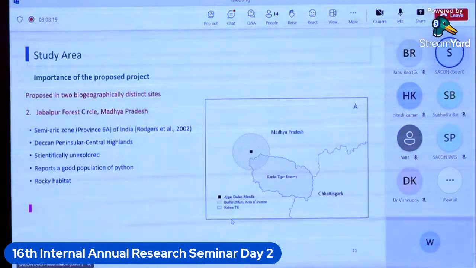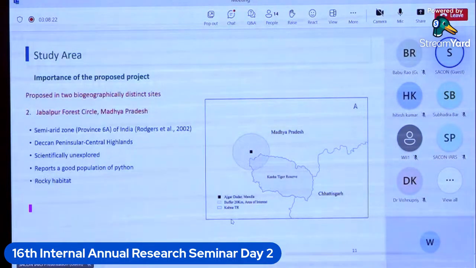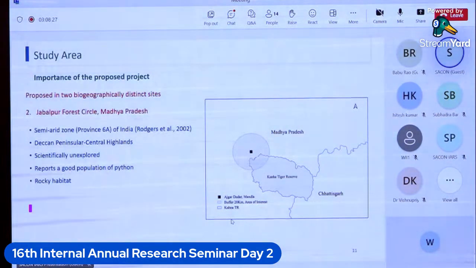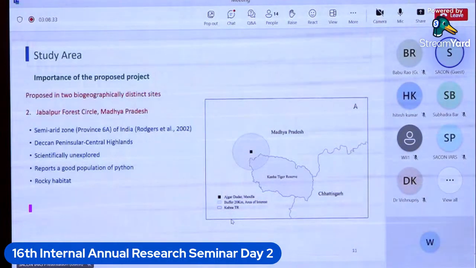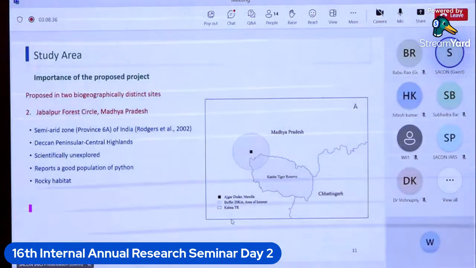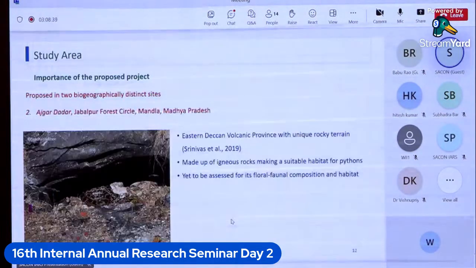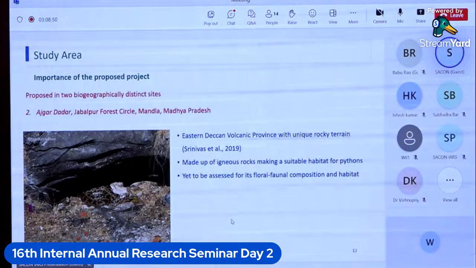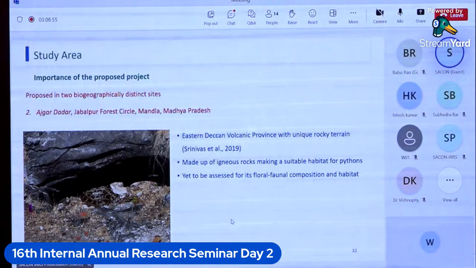The second area is very close to Kanha National Park. It is also called Ajmer Dadar, a known small place, but its entire work will be carried out with the Jabalpur Forest Circle. This area reports a good population of python and has been scientifically unexplored so far. Ajmer Dadar is completely opposite to Keoladeo National Park. This region of Mandla, in Jabalpur Forest Circle, is Eastern Deccan volcanic province with unique rocky terrain made up of igneous rocks. So it is a very different kind of habitat compared to Keoladeo National Park.